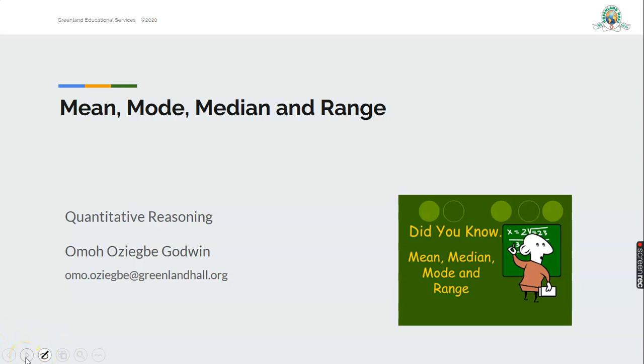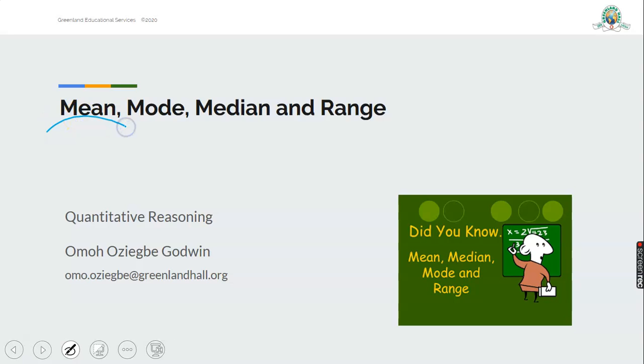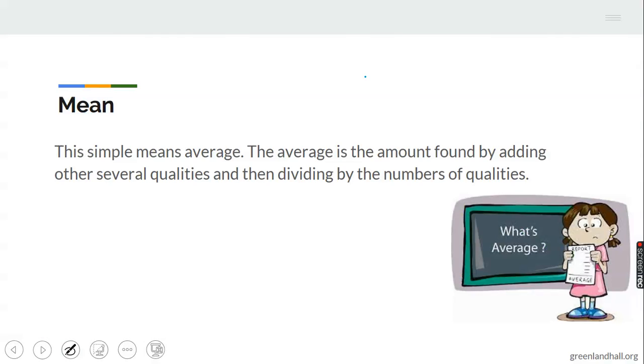So we'll be looking at mean, mode, median, and range. Once again, we'll be looking at mean, mode, median, and range. So we have all this in our perspective today for what we want to learn, and it promises to be interesting. So we'll start off. What is mean?